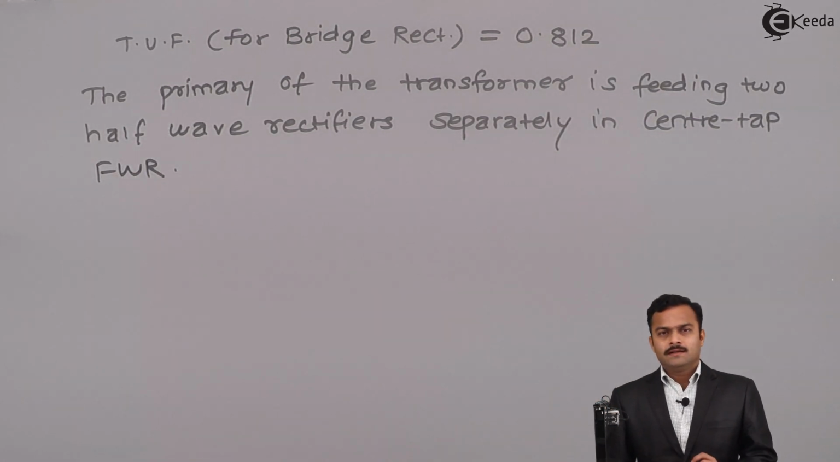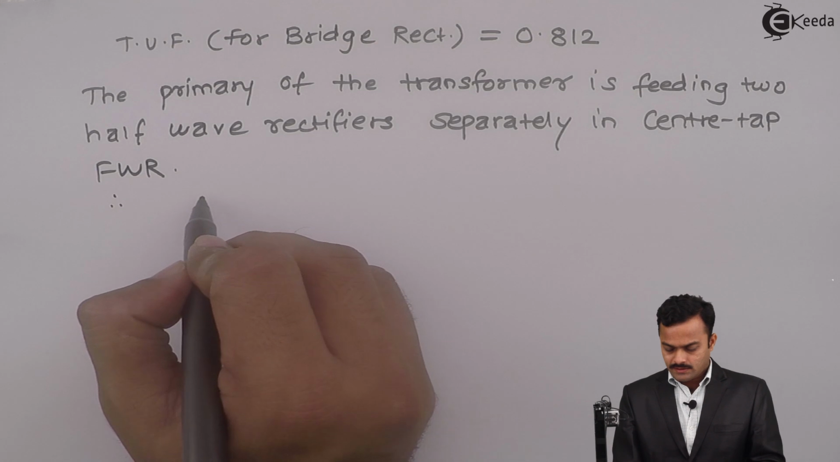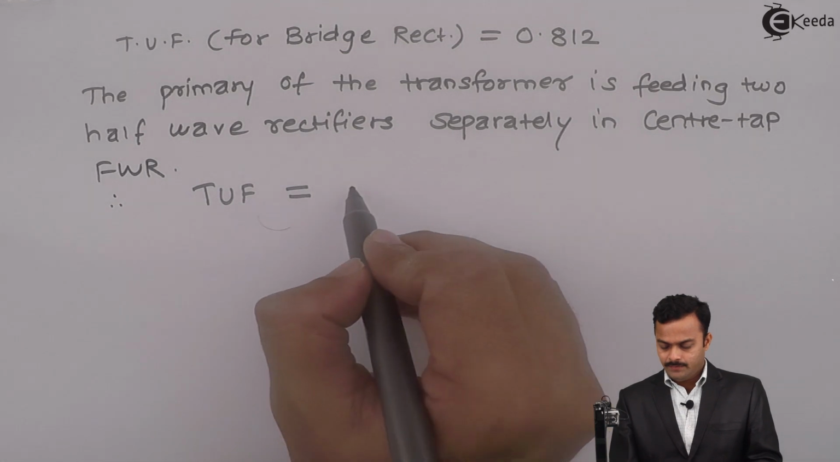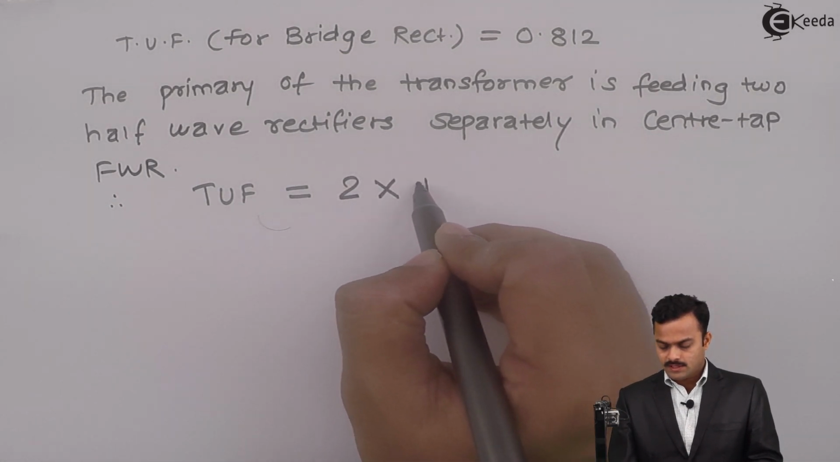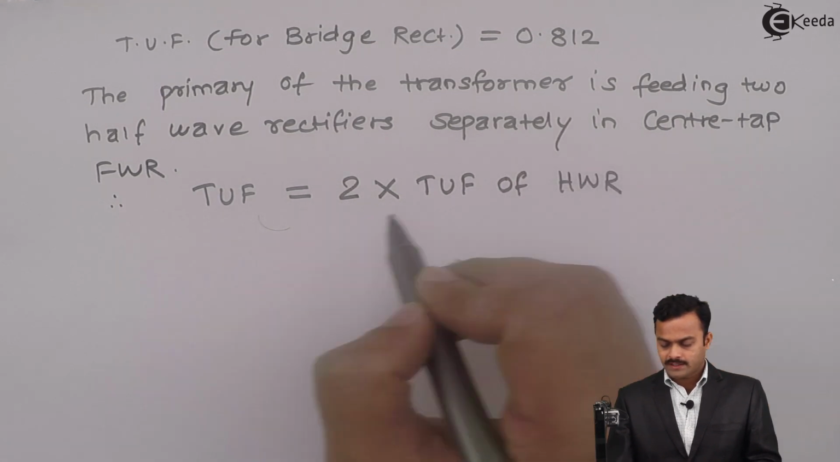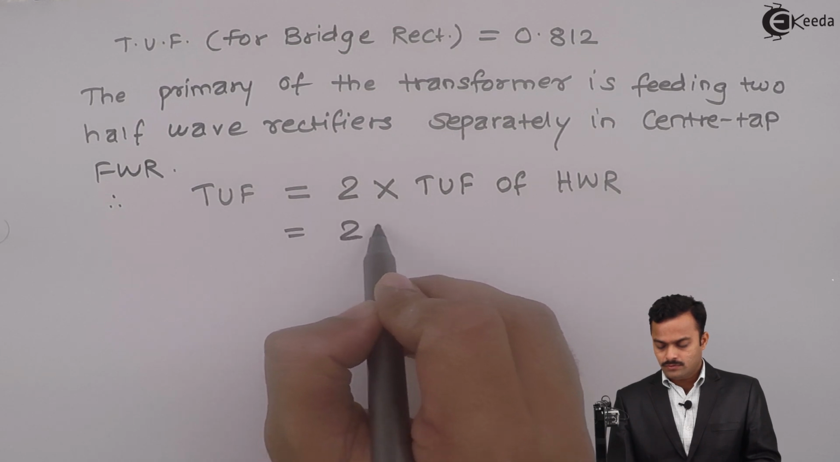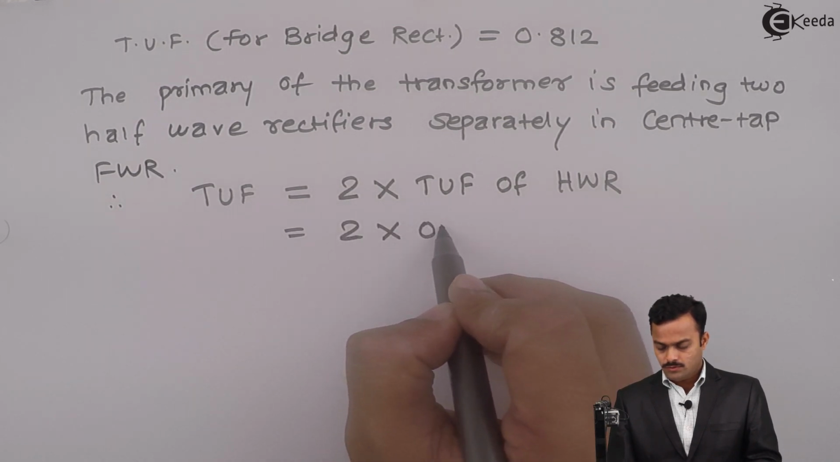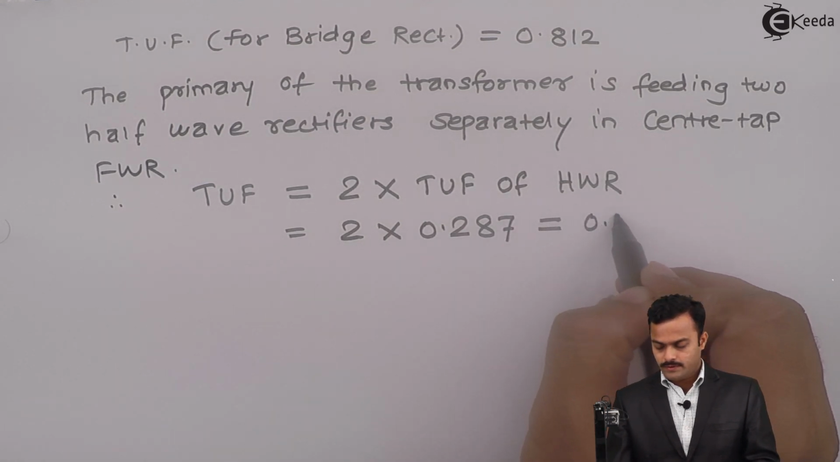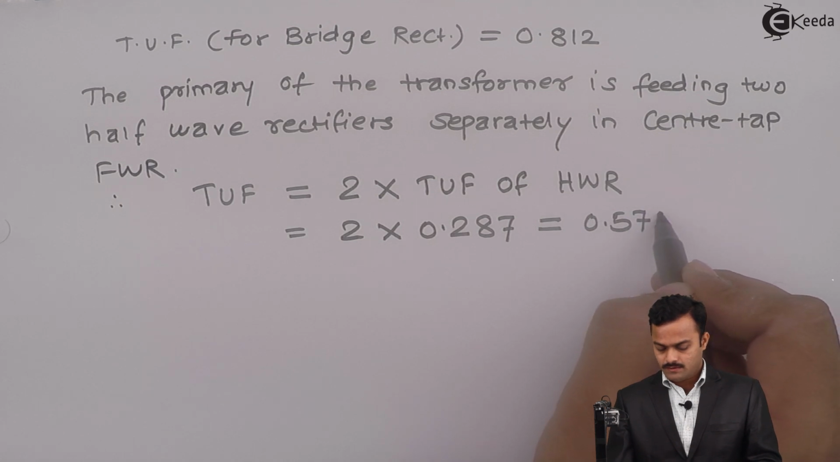What does that mean? One rectifier, which will be a half wave rectifier, will be fed by the complete primary winding of a transformer. Hence, the transformer utilization factor for the primary side will be 2 times the transformer utilization factor of half wave rectifier. So, this is equal to 2 into 0.287, which is nothing but 0.574.